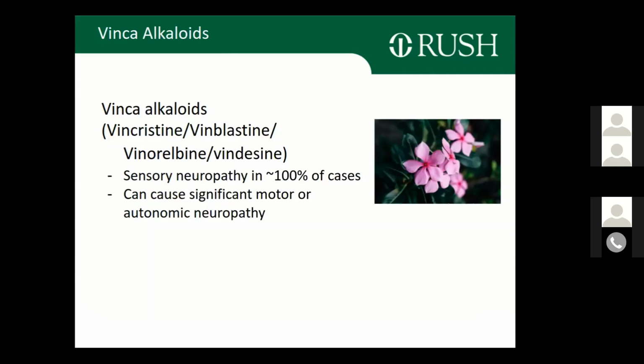And bortezomib is another one. Velcade is a brand name. It can also cause predominantly sensory neuropathy. This is used in multiple myeloma. But some of the more severe neuropathy caused by bortezomib seems to respond to immunotherapy like IVIG or steroids.